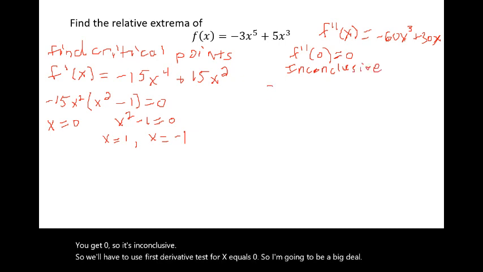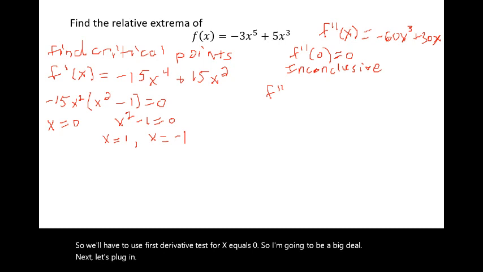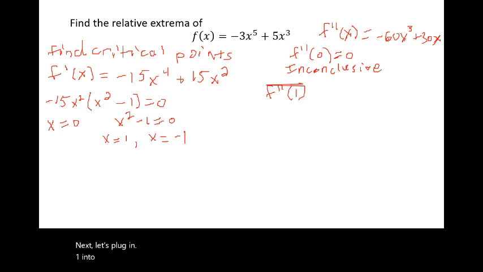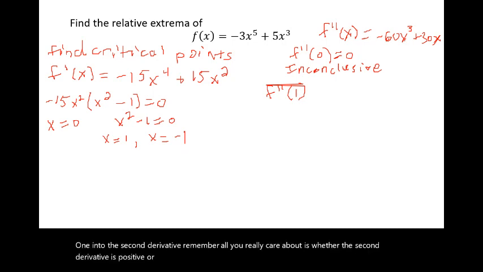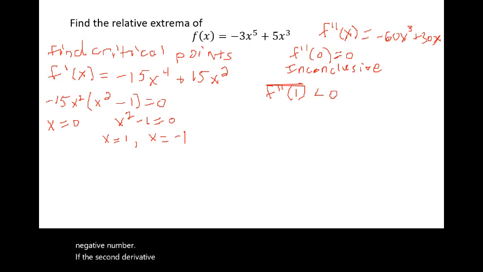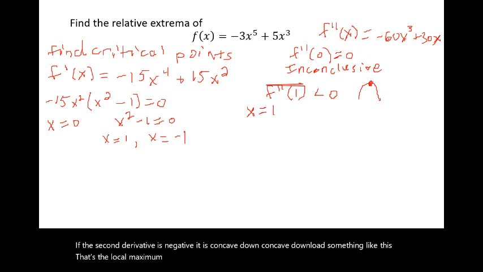Next, let's plug in 1 into the second derivative. And remember, all you really care about is whether the second derivative is positive or negative. So we get negative 60 times 1 cubed plus 30, which is going to be a negative number. If the second derivative is negative, it is concave down. Concave down looks something like this. That's a local maximum. So x equals 1 is a local max.